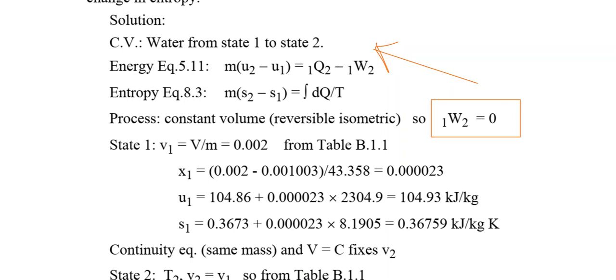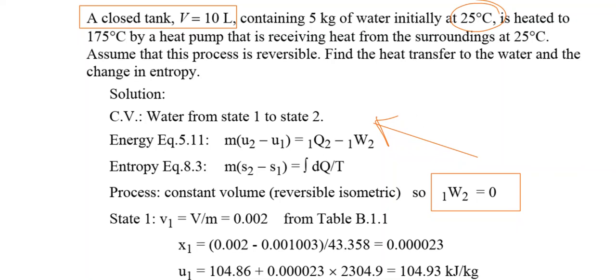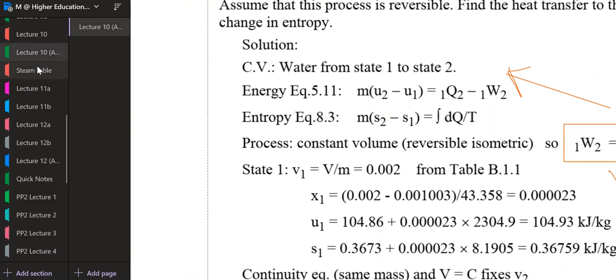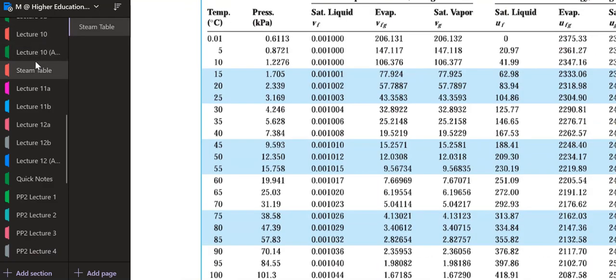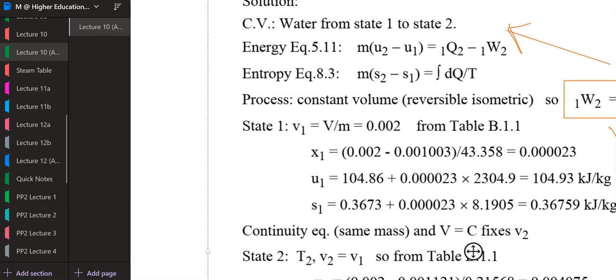X1, if I'm looking at the value of the quality, will be from the steam table at 25 degrees centigrade. We have to check the value of Vf and Vfg and then put in the value. V1 would be equal to Vf plus X1 Vfg at 25 degrees centigrade. Let me check the steam table now. So at 25 degrees centigrade, the value of Vf and Vfg would be here. So we have got 0.001003 and 43.3583. So putting this value in here, we have got the value of x, which is 0.000023.